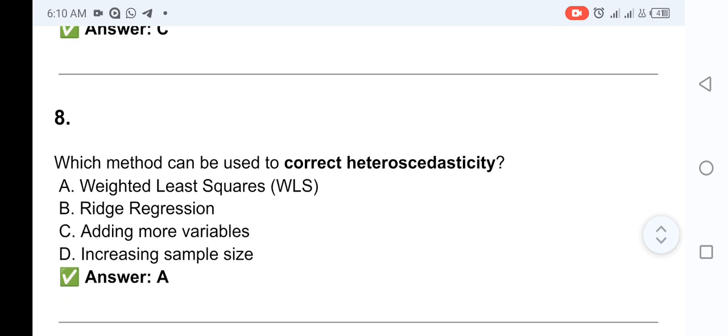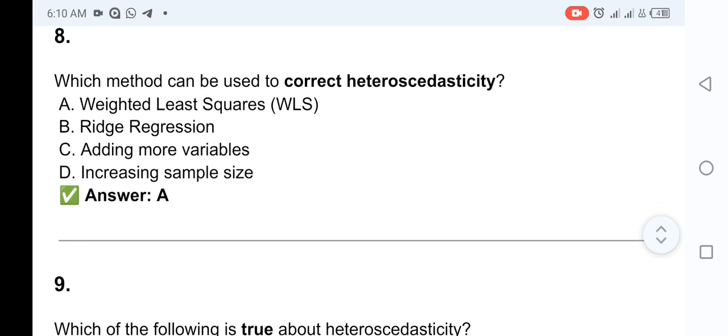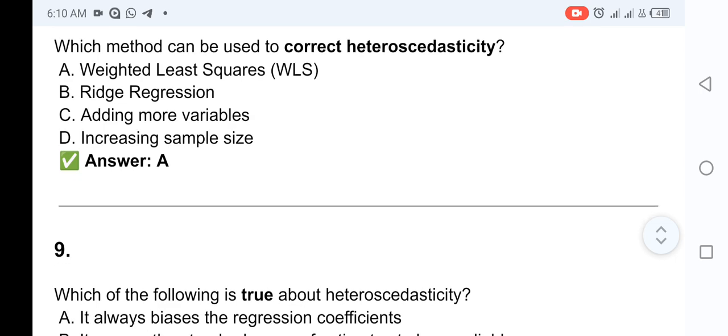8. Which method can be used to correct heteroscedasticity? A. Weighted least squares, WLS, B. Ridge regression, C. Adding more variables, D. Increasing sample size. Answer A.